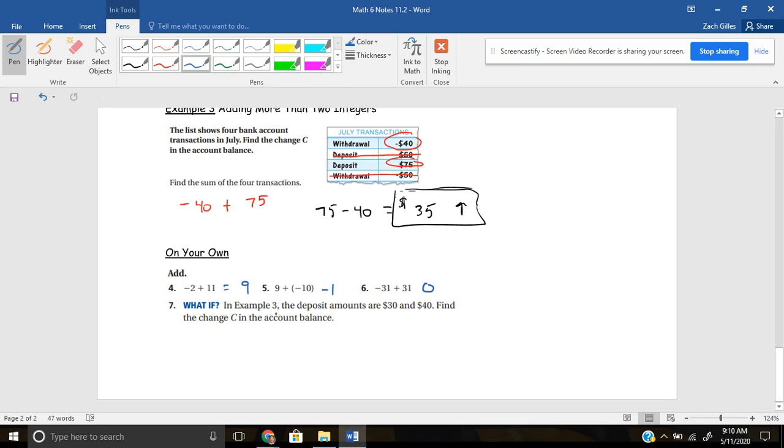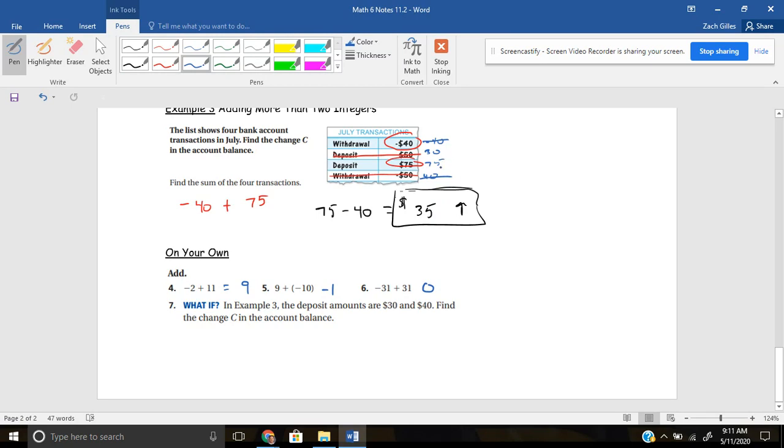And then it says in example 3, the deposit amounts are 30 and 40. So this is now 30, and this is now 40. Find the change. Well, so we have negative 40, 30, 75, 40. It kind of works out the same here because this negative 40 and this positive 40 cancel.